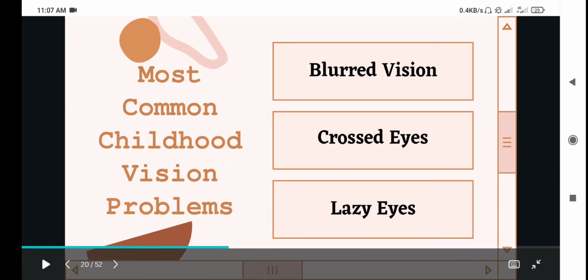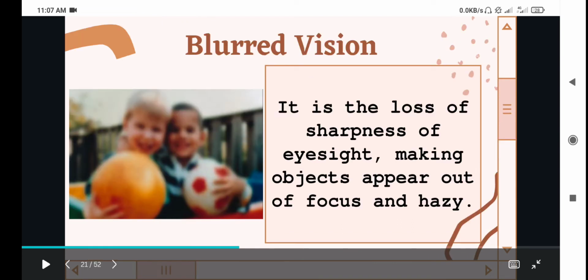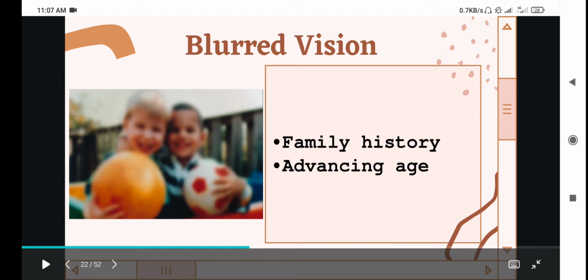Now we have the second one, the most common childhood vision problems. We have blurred vision, crossed eyes, and lazy eye. Blurred vision is the loss of sharpness of eyesight, making objects appear out of focus and hazy. The primary causes, again, are refractive errors such as nearsightedness, farsightedness, and astigmatism. The causes are family history, so parents who have one or more refractive errors, and advancing age.